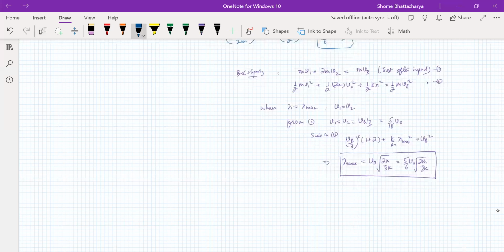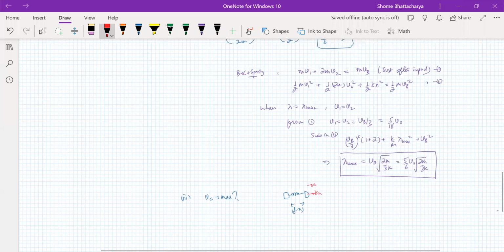So the third part, VC's maximum value, how do we find that? What we have to understand is that if the spring is compressed, then this is getting pushed. There's a force of kx acting on this, so it's having an acceleration. Whereas the moment the spring reaches a state of extension, eventually this starts decelerating.